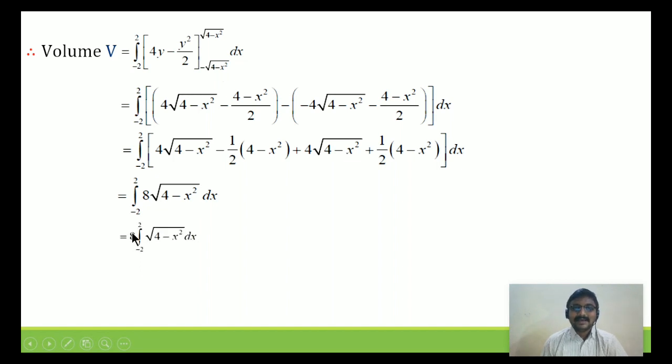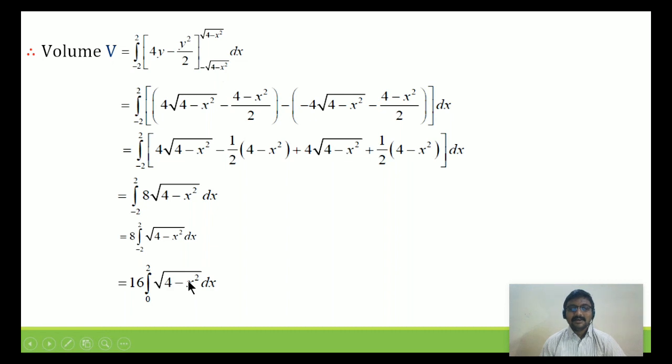Here 8 is a constant, just taking it out, and we will have 8 into the integral of 0 to 2, because the integrand here is an even function. Negative 2 to positive 2 can be written as 2 into the integral of 0 to 2 of root of 4 minus x square dx. But already we have 8 here, 8 into 2 is 16. So 16 into the integral 0 to 2 of root of 4 minus x square dx.